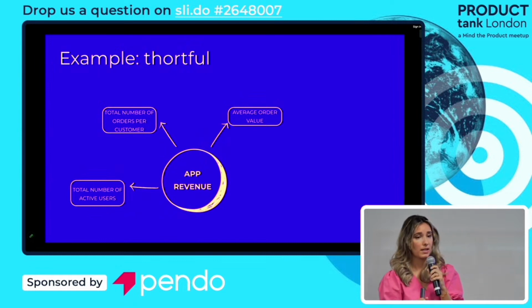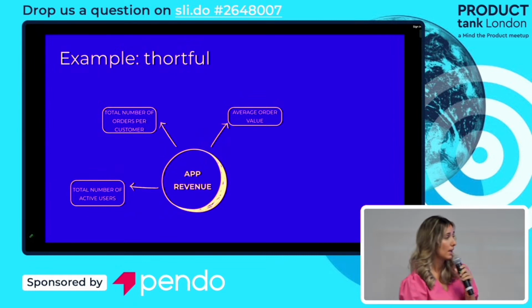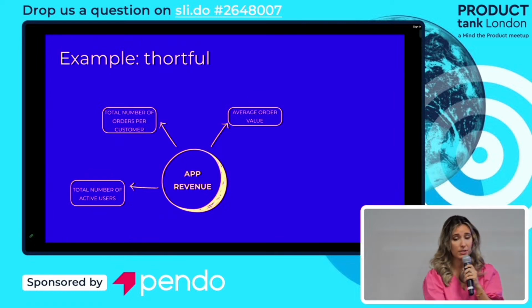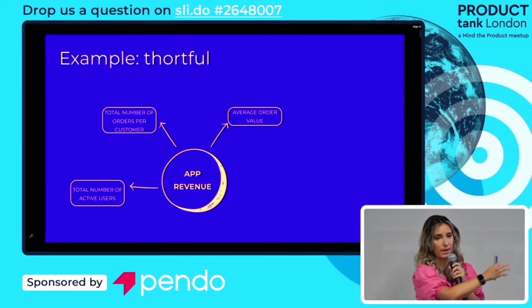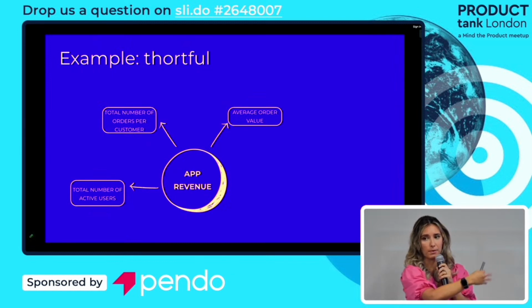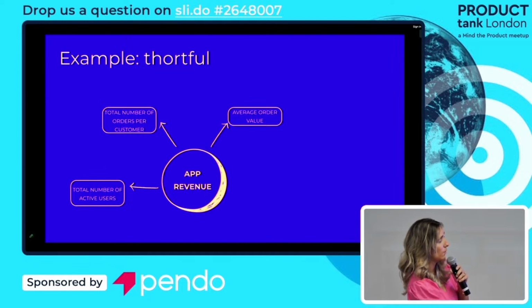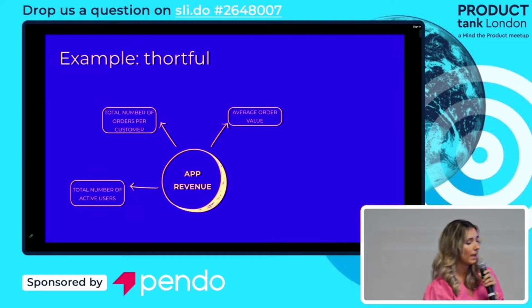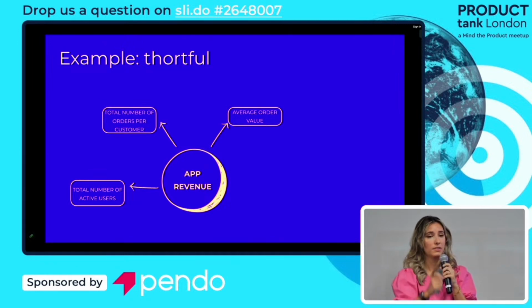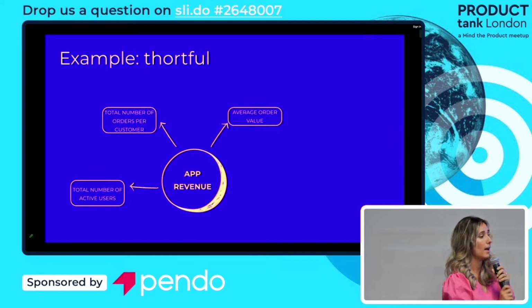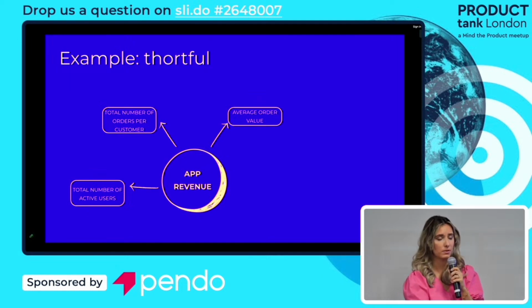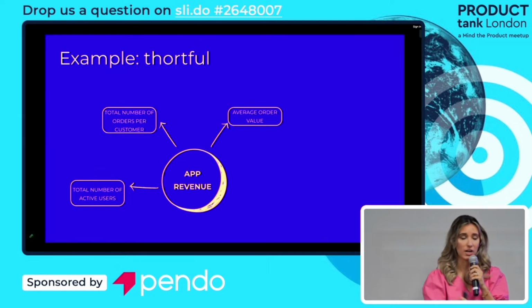I was the product manager looking at the app experience, and one of my main metrics was app revenue. Obviously, app revenue is impacted by a lot of other metrics, but for this example, I've only looked at 3. So I'll have an understanding of total number of active users, total number of orders per customer, average order value, and then I started layering different lenses to it. And one of the lenses I layered was comparing app performance versus web performance. We had a slightly different journey.